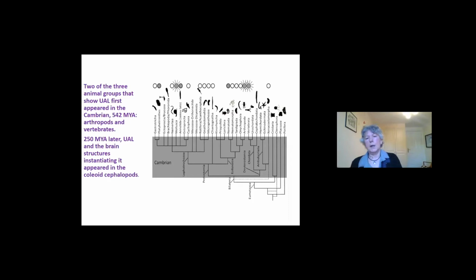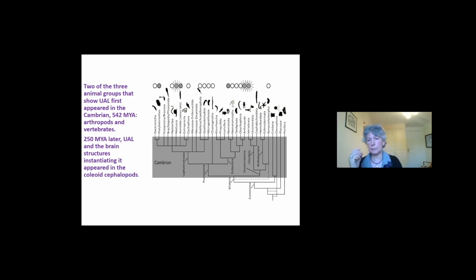And when we look at when these phyla first appeared, we see that two of the three animal groups that show unlimited associative learning first appear in the Cambrian, 542 million years ago. These are the vertebrates and the arthropods. The cephalopod mollusks appeared 250 million years later. The mollusks also appeared during or before the Cambrian, but the cephalopod mollusks evolved 300 million years ago, 250 million years after the Cambrian explosion. So it seems that UAL, unlimited associative learning, and by implication consciousness, evolved at least three times independently. About other groups, we simply know very, very little.